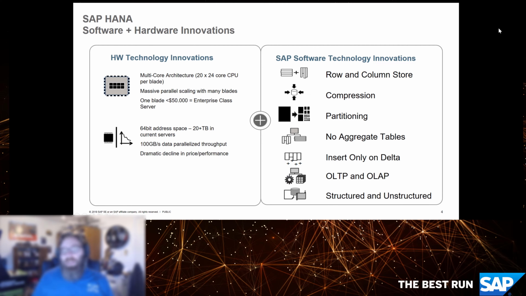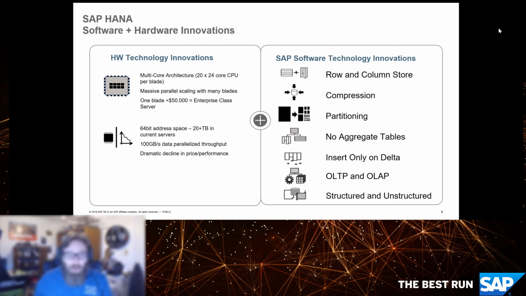Okay, so some of these hardware and software innovations that have made HANA possible. Today we see servers with many multiple cores. 20 CPUs, 24 cores per CPU. That's not inconceivable hardware. I actually went out to look at what the certified hardware for HANA is, and that was one of the upper end kind of systems. But that's a single server with 20 by 24 cores. That's an incredible amount of parallel processing that's possible.